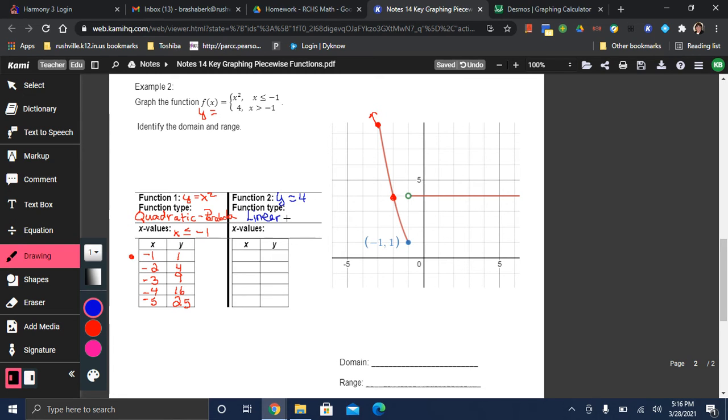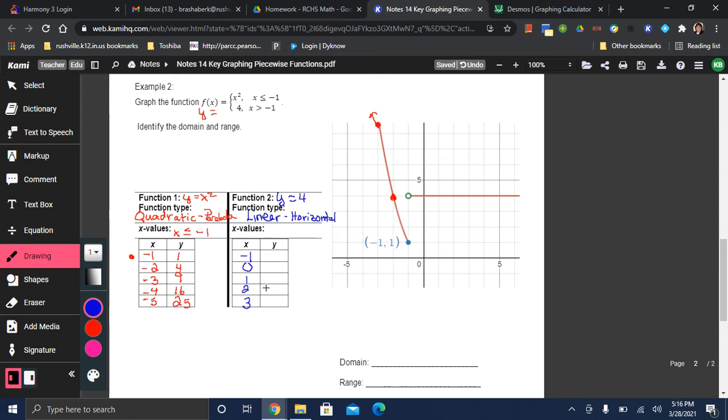But since there's no x, it is a horizontal line. So this is linear, horizontal. And these x's are supposed to start at negative 1 and be greater than negative 1. So going up from negative 1, we'd have 0, 1, 2, 3.